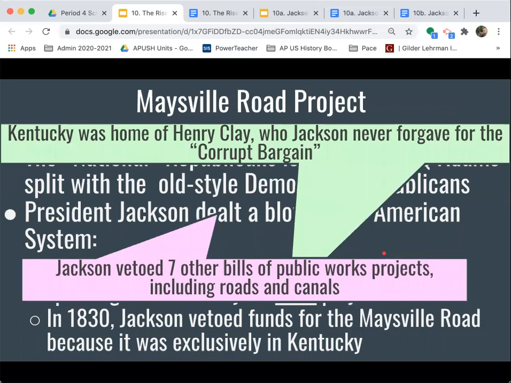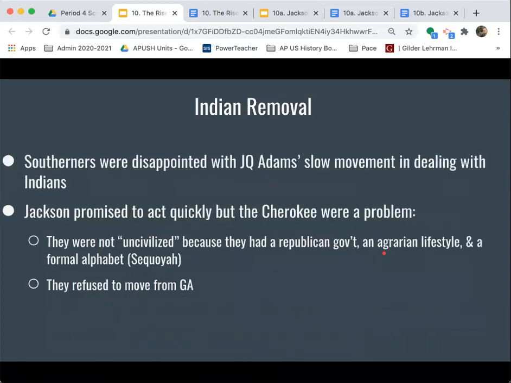Right. Kentucky is, of course, home of Henry Clay, who Jackson never forgave for the corrupt bargain. He never will forgive him because Jackson is a tough man who doesn't believe in forgiveness. So the last important thing to talk about in Jackson's first term that's going to carry into his second is Indian removal. One of the blackest marks on United States history, if we're going to be quite honest, which I think we should be.